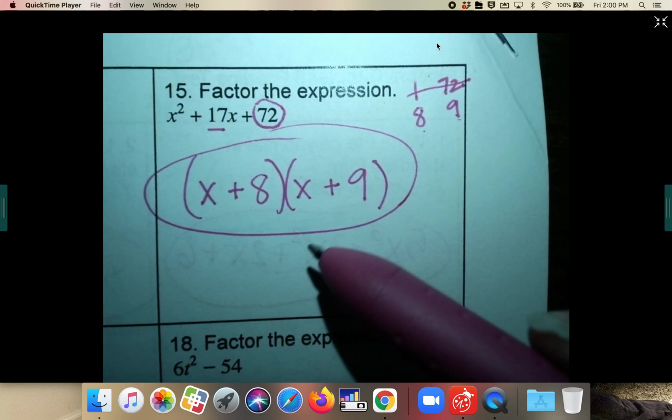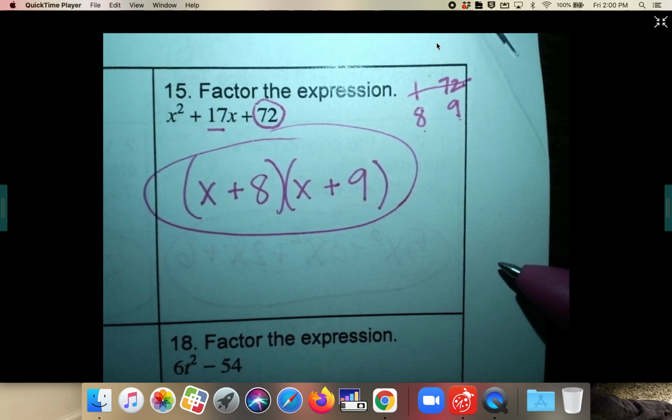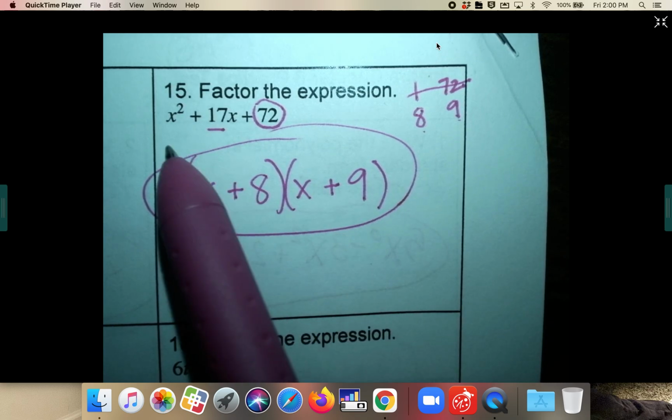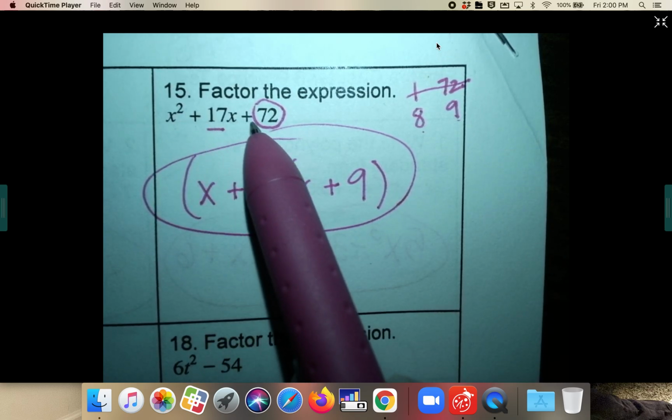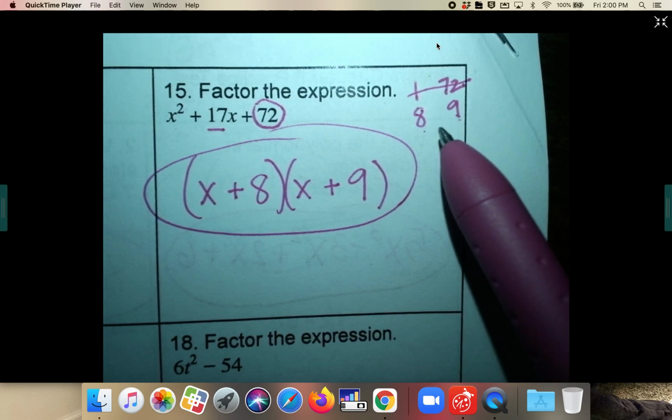And again, if you want to check it, go ahead and box this or foil it off to the side or on a scrap piece of paper and make sure that your answer comes out to be x squared plus 17x plus 72. But if you factored this right, it would be.